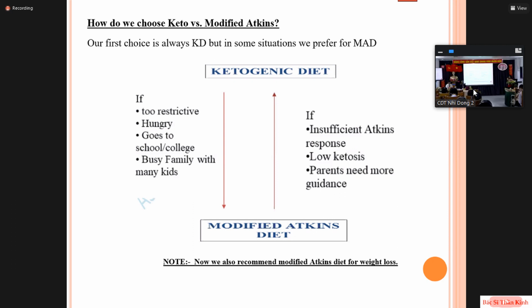But similarly, when the patient is on modified Atkins, and if we see insufficient response, or if there is low ketosis, or if they have not grasped the concept of the modified Atkins and they need more guidance, it's better to again shift them back to the ketogenic diet.